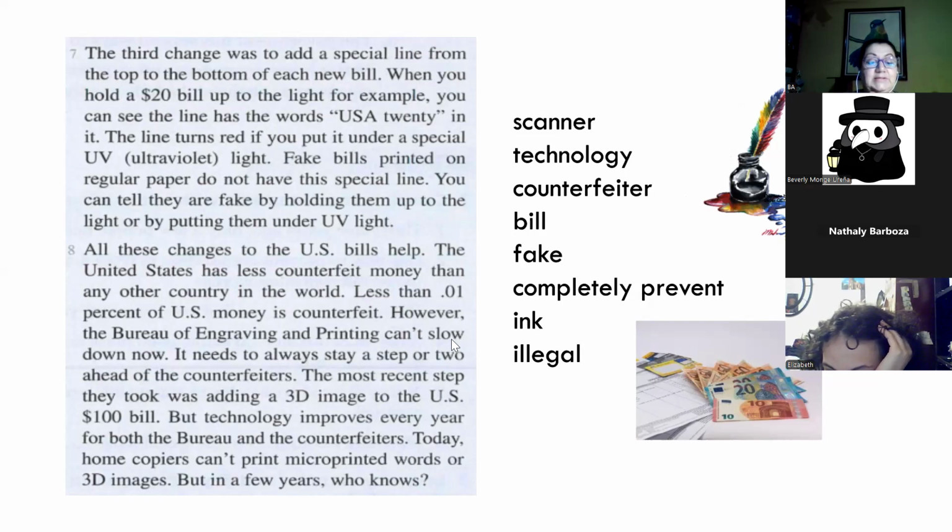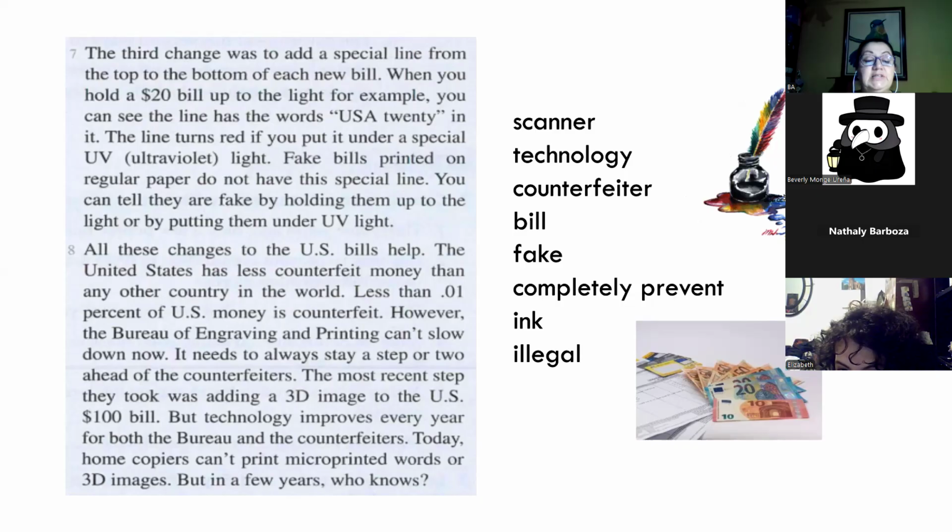Okay, number 8. All these changes to the US bills help. The United States has less counterfeit money than any other country in the world. Less than 0.01% of US money is counterfeit. However, the Bureau of Engraving and Printing can't slow down now. Now, it needs to always stay a step or two ahead of the counterfeiters.